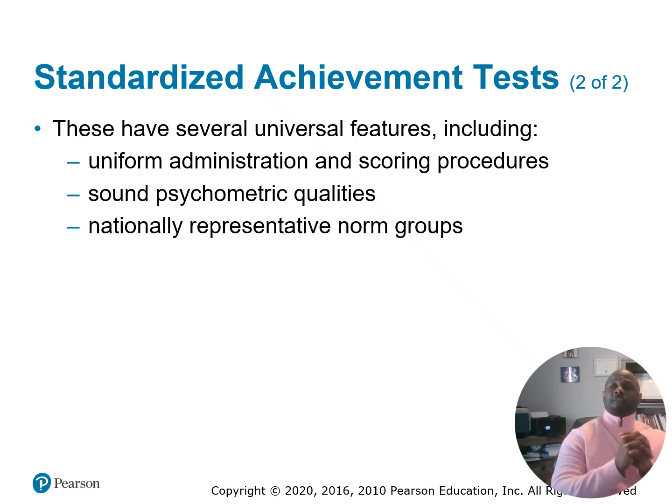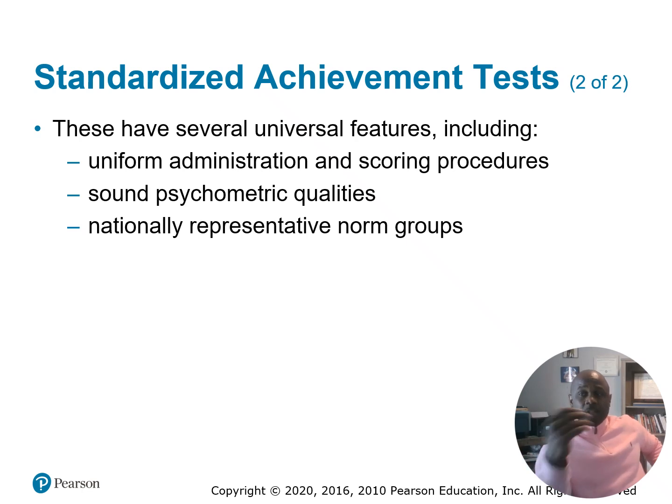So there have been several universal features, including in the standardized achievement test, including uniform administration and scoring procedures. For instance, the NCE. That's how we measure individuals' achievement tests in the area of counseling, right? And there's a uniform administration and scoring procedures for the NCE. There are also going to be sound psychometric properties showing that it's reliable and valid in measuring the content of whatever area we're discussing, and nationally representative norm groups. So again, comparing everybody to a specific norm group or whatnot is going to be a great way of providing results and interpretation of where a person falls at, right?